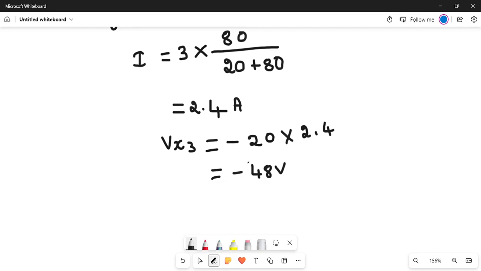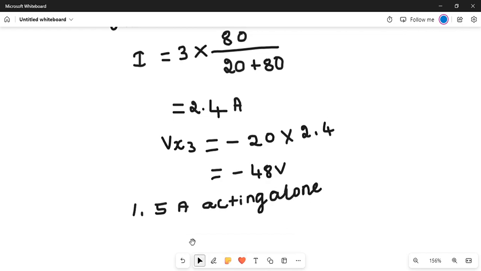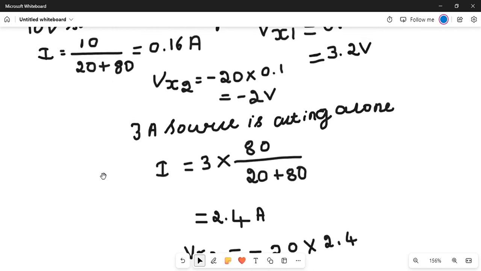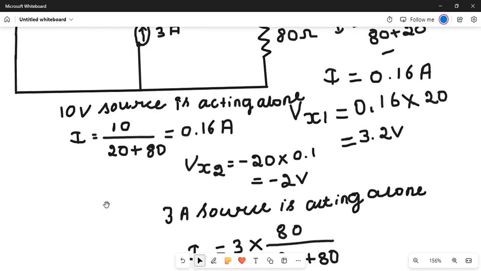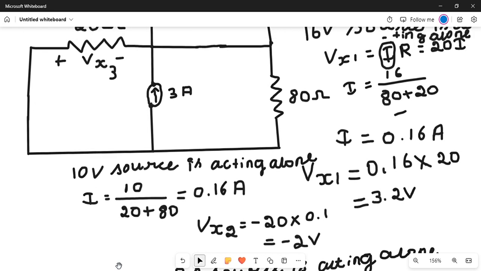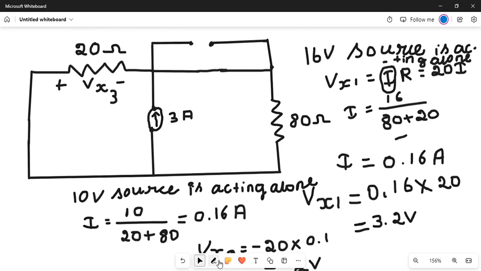Yes, it is minus 48 volt. So Vx4 we are supposed to find out now. For Vx4 we keep the 1.5 ampere source, the last one, acting alone. So here, if I keep my 1.5 ampere source acting alone, I'll just write 1.5 ampere over here, where it was.